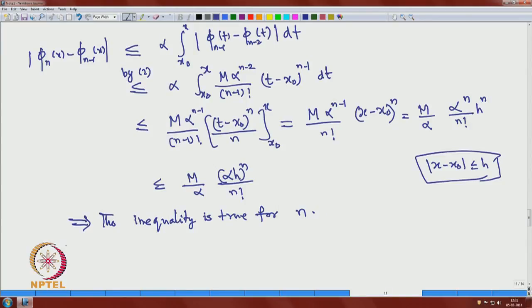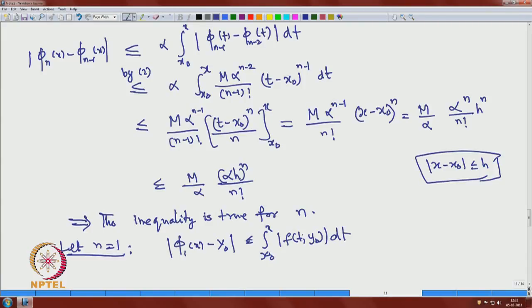Now, let us check for the case n is equal to 1. When n is equal to 1, we have phi 1 x minus y 0 is less than or equal to the integral from x0 to x of f of t, y0 dt. And f of t, y 0 is less than or equal to m. Therefore, this is less than or equal to m into x minus x 0, which is again less than or equal to m of h. So, it is true for the case n is equal to 1.